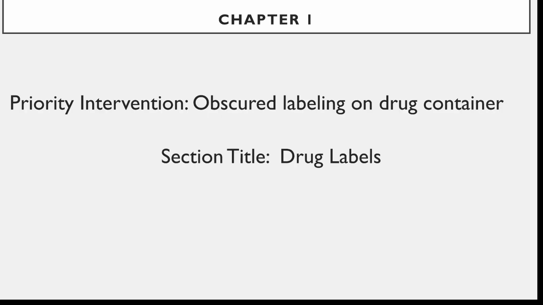Each slide, as we go through this review, talks to some of the things you want to focus on, such as in this case, a priority intervention, and related to the topic, which here is obscured labeling on a drug container. And then I've listed the section title that will refer you back to your text if you need further information. So for example, many of the containers that you draw drugs from may be multi-dose containers or multi-dose bottles.